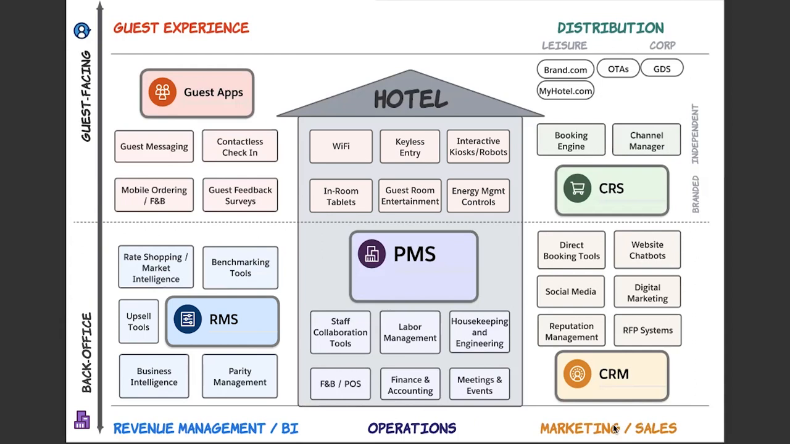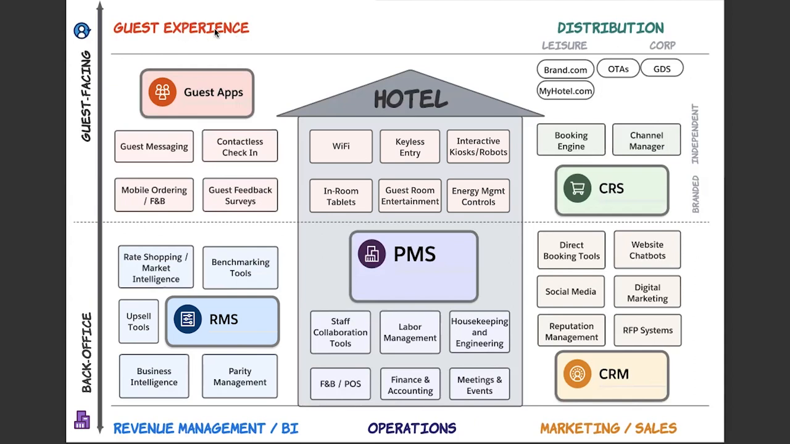Next category, marketing and sales, that features many technology solutions with CRM, customer relationship management, being the most prominent representative. Just like with the previous example, CRM is used by a relatively small portion of global properties, mainly chains.